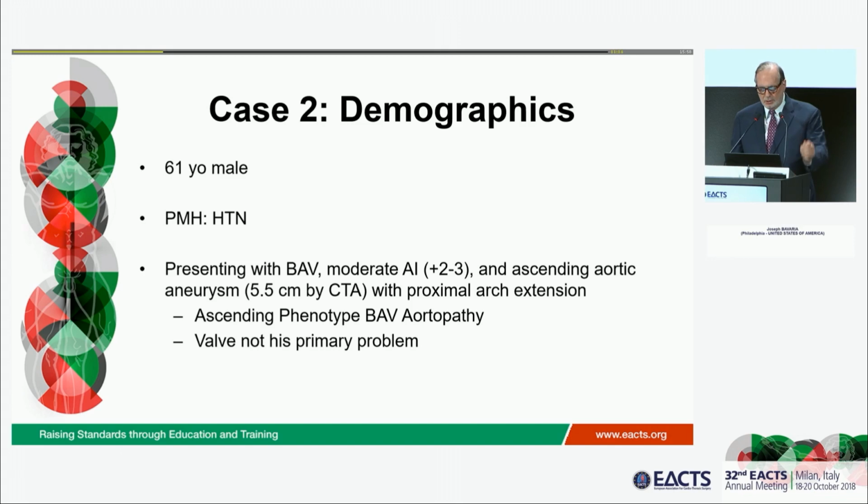So here's case 2. A 61-year-old presenting with a BAV, moderate AI, 2+ to 3+, and an ascending aortic aneurysm, 5.5 centimeters, with proximal arch extension. This is an ascending phenotype BAV aortopathy. His valve is actually not his problem, so we're not operating clinically for his valve. His valve was fine in the sense that he was asymptomatic from it. So we have a little bit of a problem here.